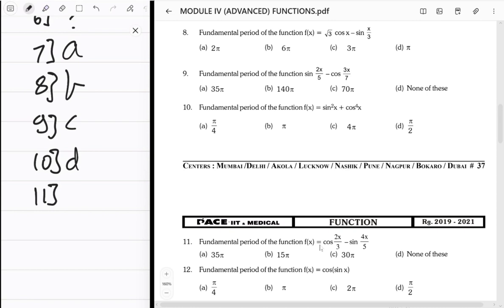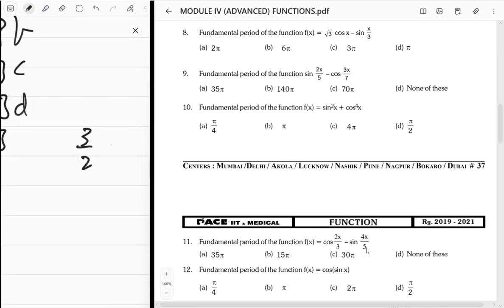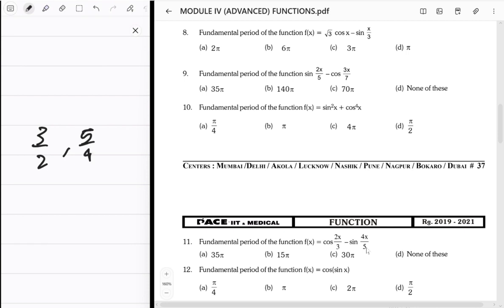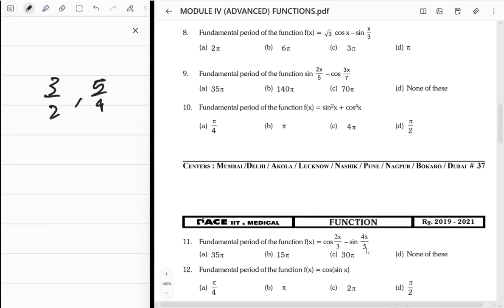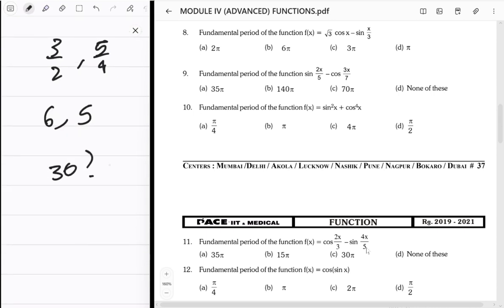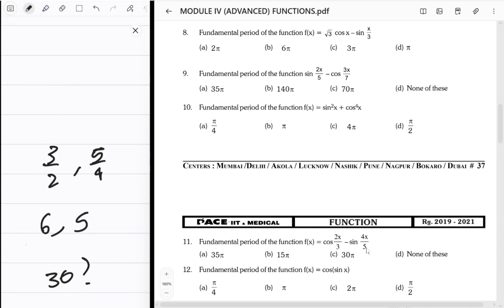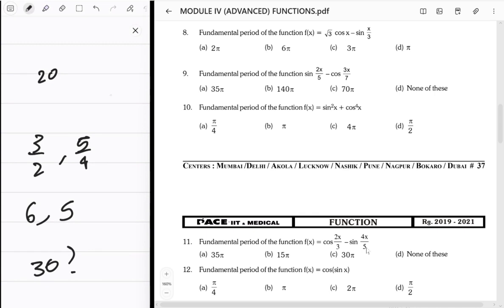Fundamental period of the function f of x is equal to, once again, the same kind of stuff. Sine of 2x upon 3, then you got sine of 4x upon 5. Just hate all of this. Figure out the LCM of 3 upon 2, and then 5 upon 4 or whatever. I'm guessing 4 times something. Yeah, you get the thing. Multiplies by 4, it's going to be just 6 and 5. Yeah, basically. 30 is the LCM, right? So 30 upon 3 upon 2, that's going to be just 20. And yeah, okay. These must be co-prime. M and N values, that's what I'm trying to figure out. Those must be co-prime, and then you're good to go.